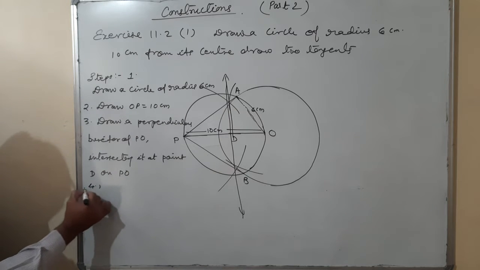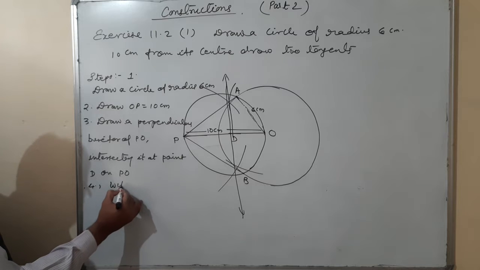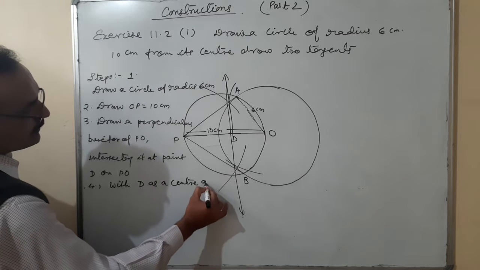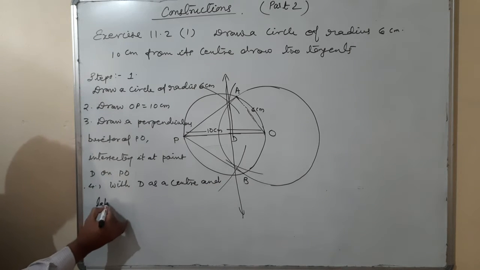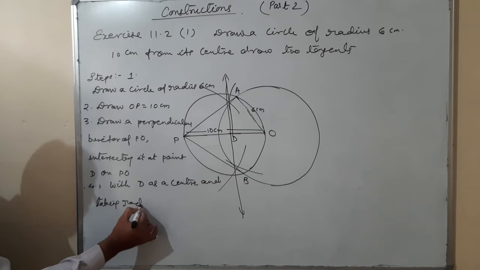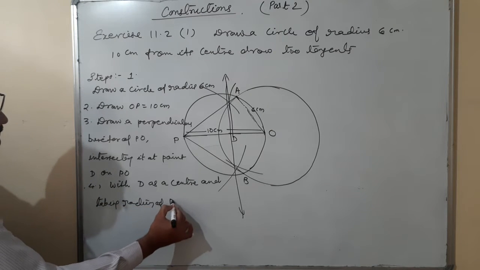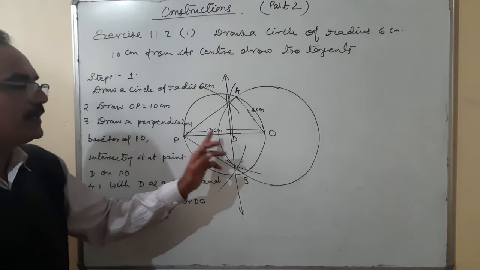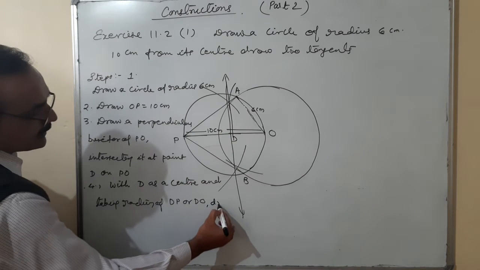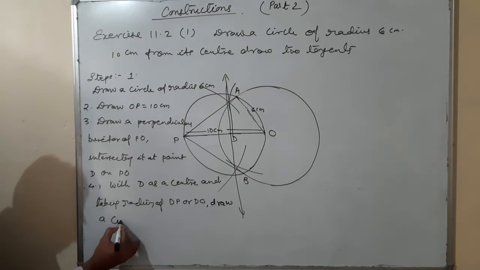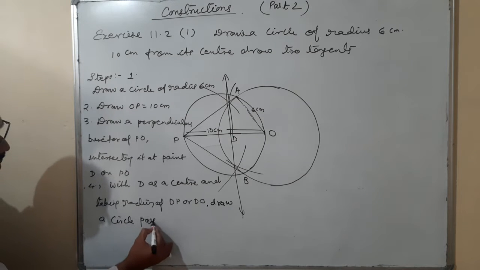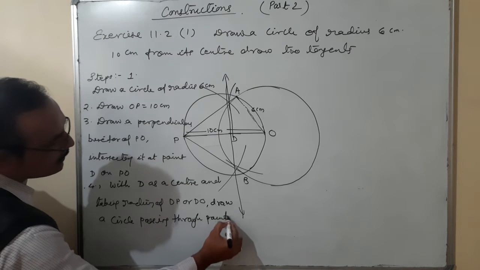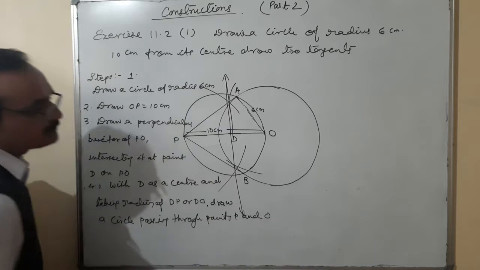And next one is with D as a center and taking radius of DP or DO, draw a circle passing through points P and O.